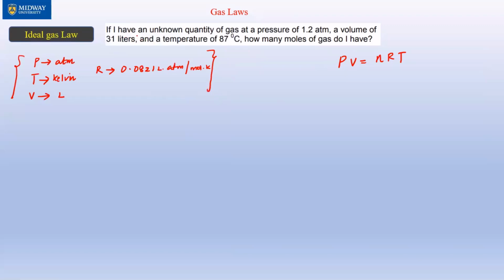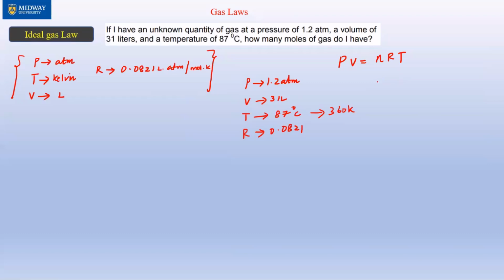So this question is asking, if I have an unknown quantity of gas at a pressure of 1.2 ATM, a volume of 31 liters, and a temperature of 87, how many moles does that correspond to? Well, pressure is already given in ATM, so that's good. If not, you must convert it. Volume is also given in liters, which you do not have to convert. Temperature is given in Celsius, which means we must convert that to Kelvin. So it's 273 plus 87. That's 360 Kelvin. And then the R value is constant, 0.0821.